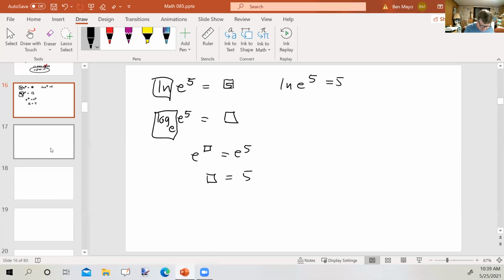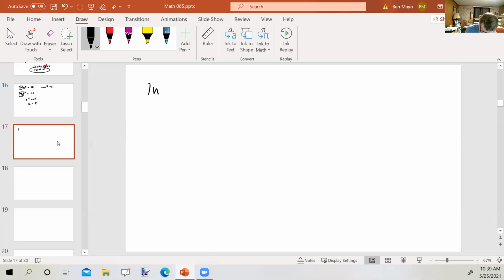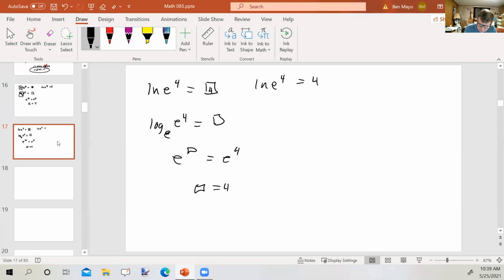Okay, let's take a look at another example. The natural log of e to the 4th. Well, that's equal to some unknown quantity box. ln, natural log, is log base e. So we have log base e of e to the 4th power equals box. Changing it to an exponential equation, e to the box equals e to the 4th, so the box equals 4. Natural log of e to the 4th is 4. Are you seeing a pattern there? What do you think the natural log of e squared would be? You're right, it's 2, if that's what you were guessing.